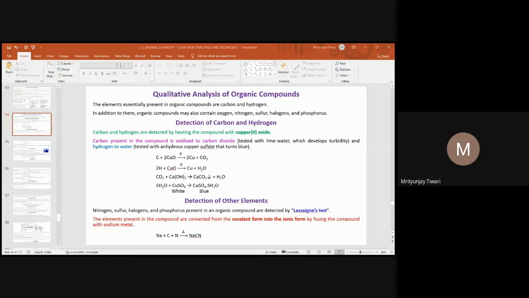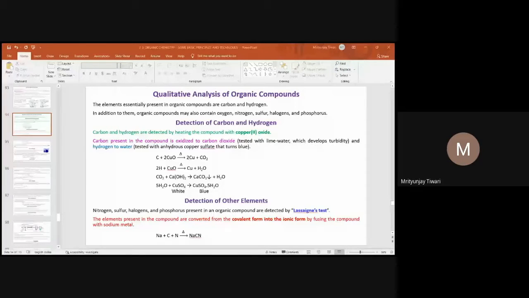For the test of sulfur, in the sodium fusion extract we use lead acetate. The lead acetate forms lead sulfide, which is black in color. When a black precipitate forms, it confirms that sulfide is there in the solution.